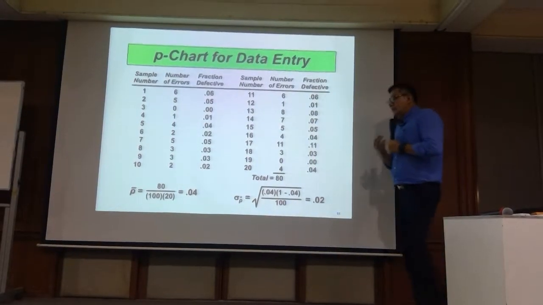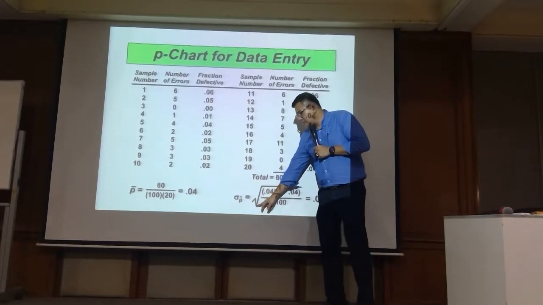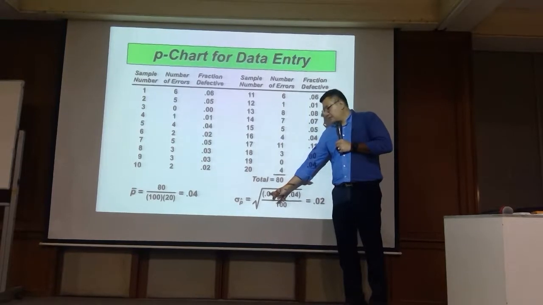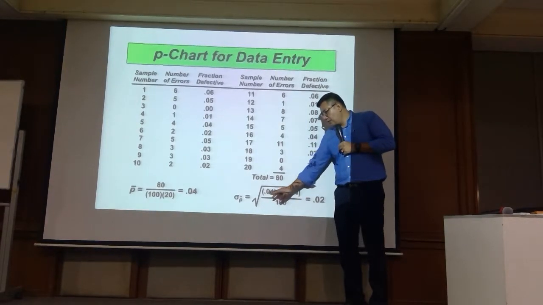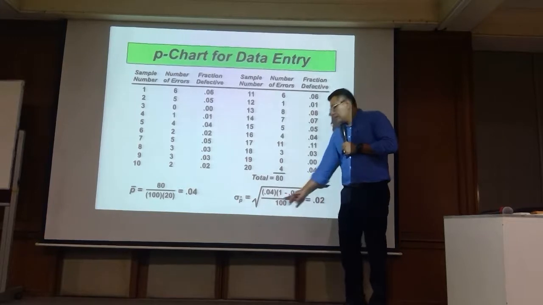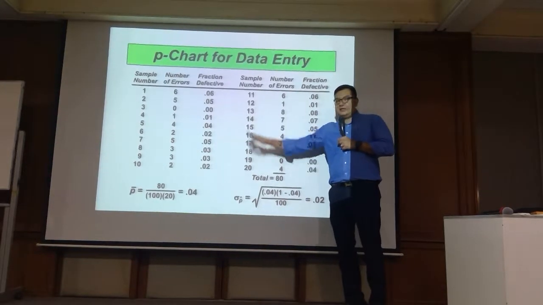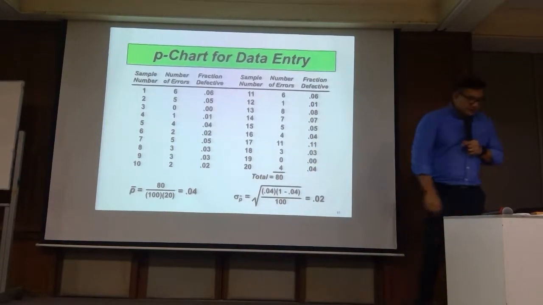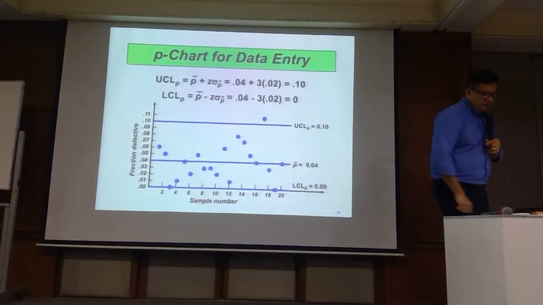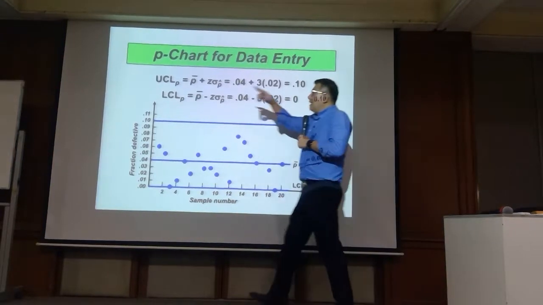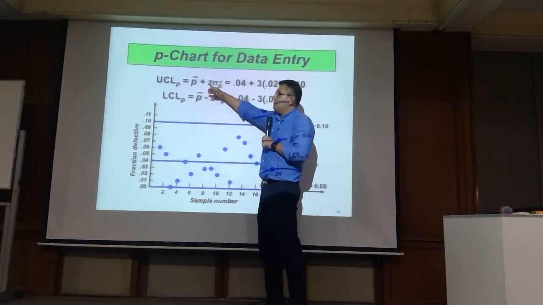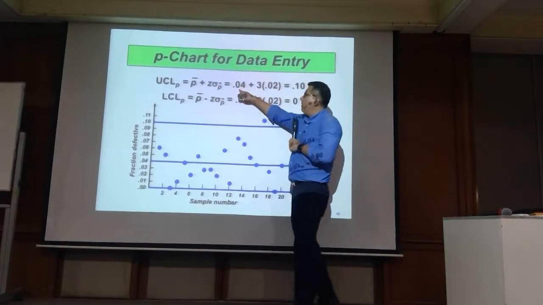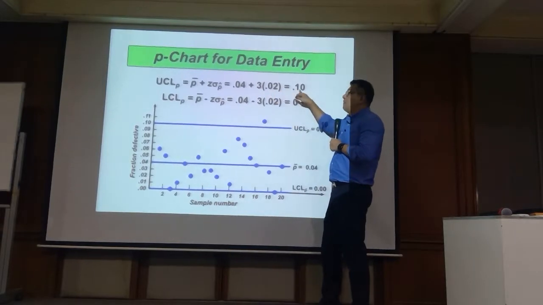And how about the standard deviation of P hat? You take the square root of P bar multiplied with 1 minus P bar. So we have 0.04 multiplied with 1 minus 0.04, divided by N. N is the sample size, which is 100. Then we take the square root, and we have 0.02. So from here, the upper control limit is P bar plus Z, and we're using 3, times the standard deviation of P hat, which is 0.02. So we have 0.04 plus 3 multiplied with 0.02, which gives 0.1.